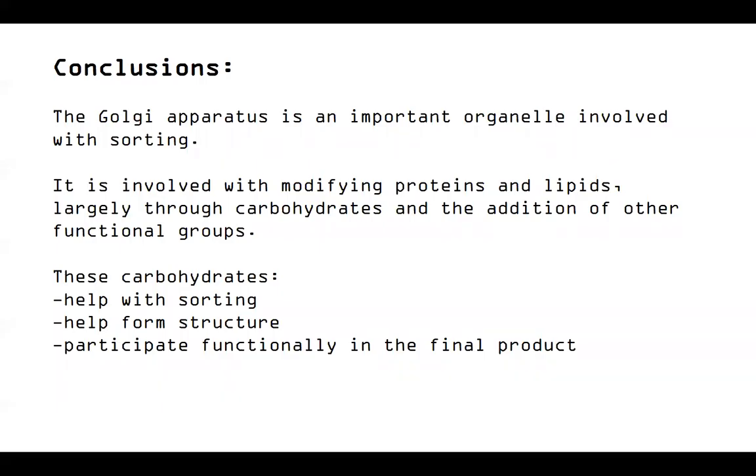Okay, so just in conclusion, the Golgi apparatus is an important organelle involved with sorting. So a lot of the things that have to go through the ER need to ultimately make it to the Golgi so they can be sorted and sent to where they need to go. And along the way, these proteins are modified with carbohydrates and other functional groups. Sometimes we add things like phosphates, which we'll see examples of. These carbohydrates definitively help with sorting. We'll get some good examples of that.